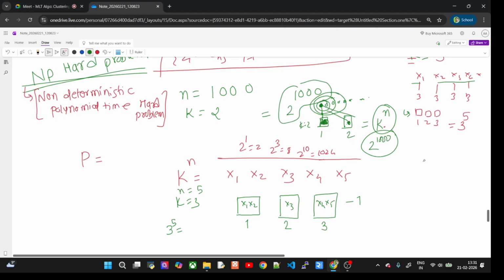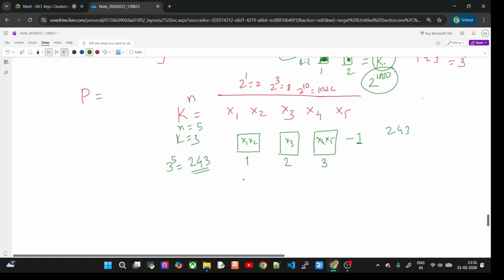Okay, so 3 into 3 into, that is something like 243. Whatever I did with x1, x2, x3, x1, x4, x5 is one value out of 243 ways. Next time, I will put x1 alone, x2, x3, and maybe x2, x4 here, and x3 and x5 here. That is the second way out of 243.